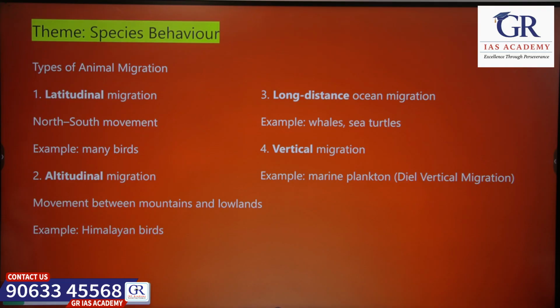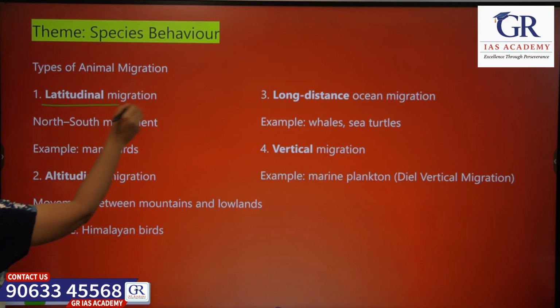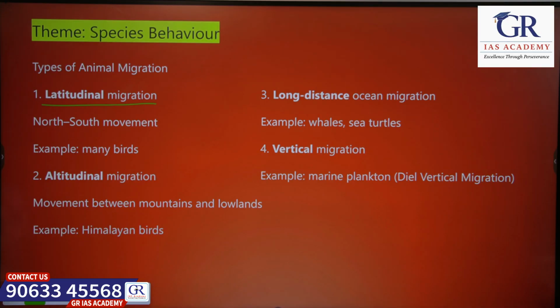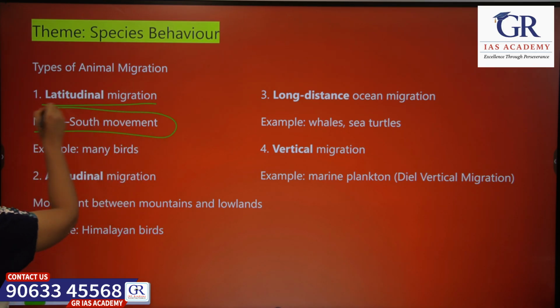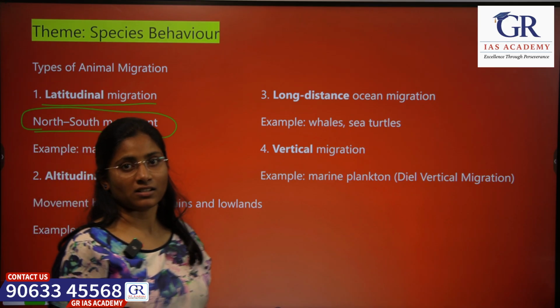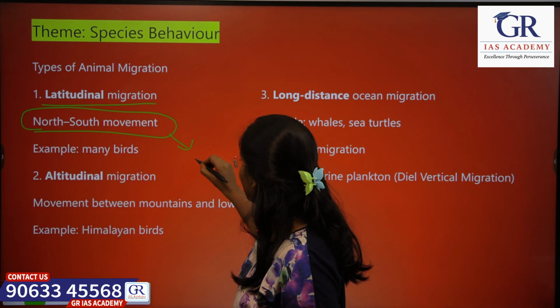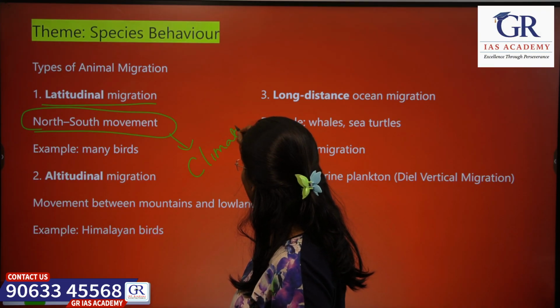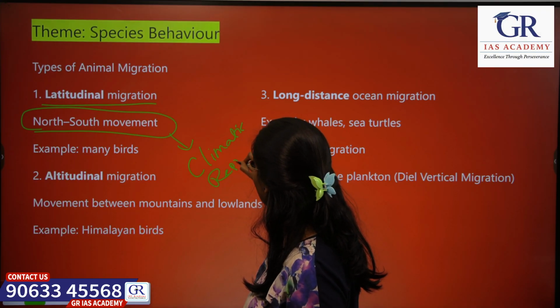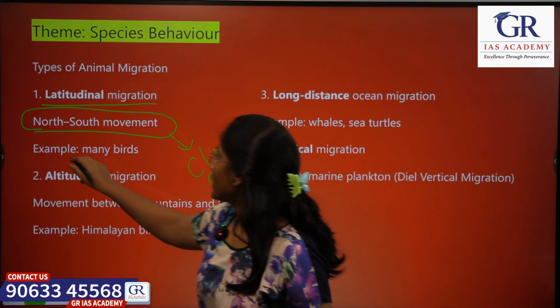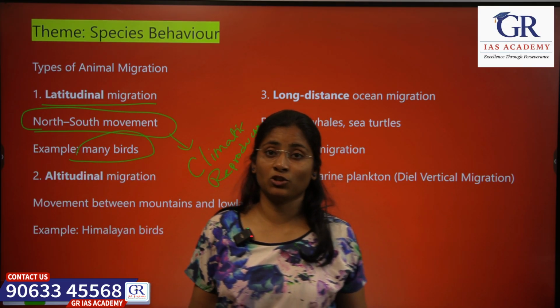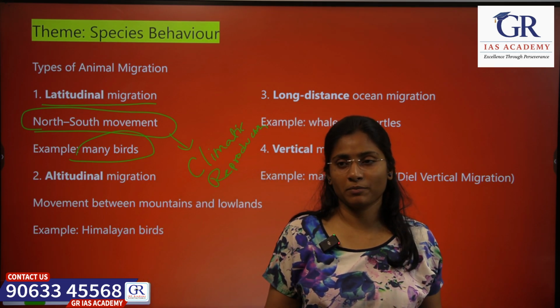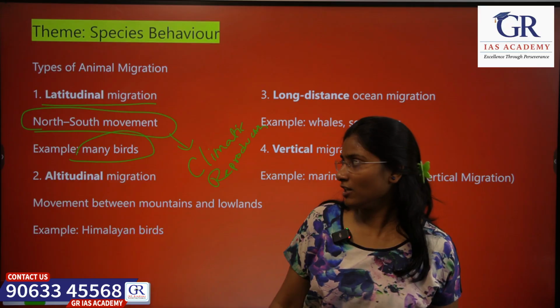There are different types of animal migration. The first one is latitudinal migration. Animals move from north to south for many reasons. One of the most important is climate, better climatic conditions. The other is reproduction purposes. An example is birds. They travel so many kilometers every year, either for reproduction or for feeding purposes.